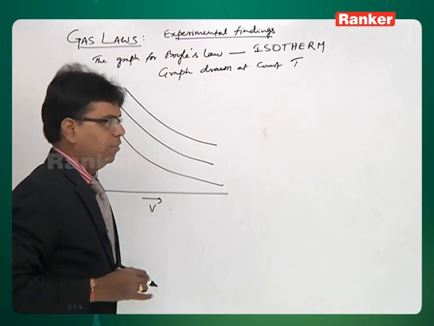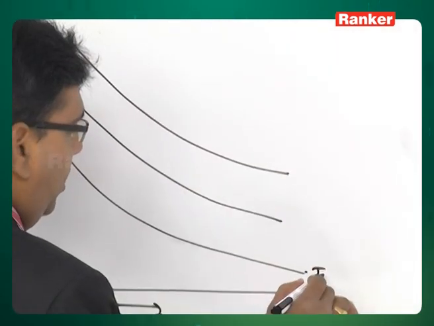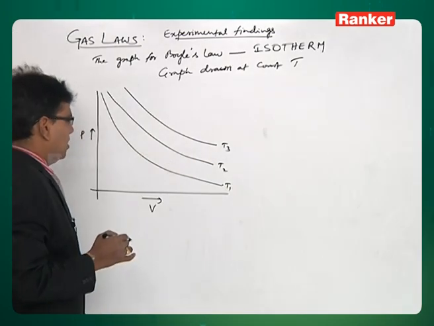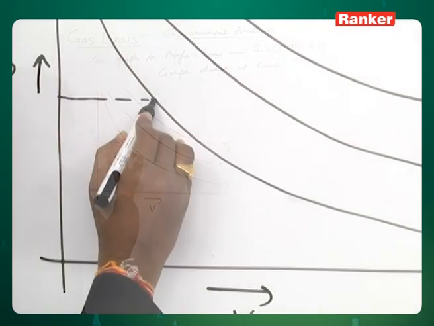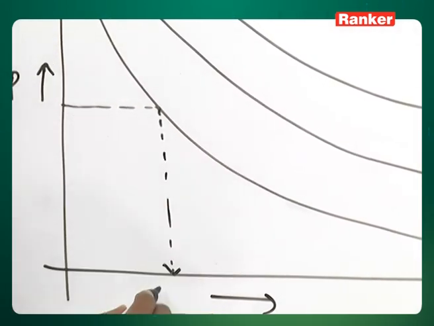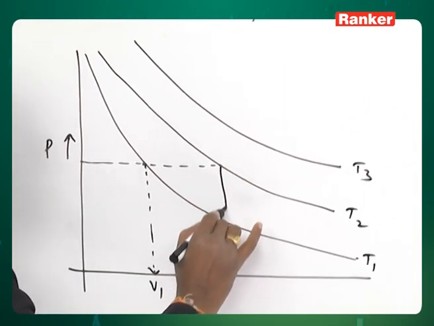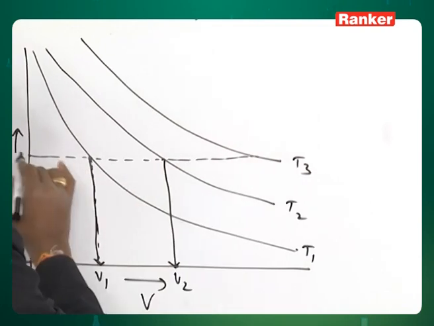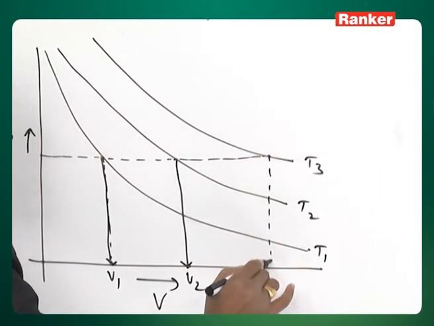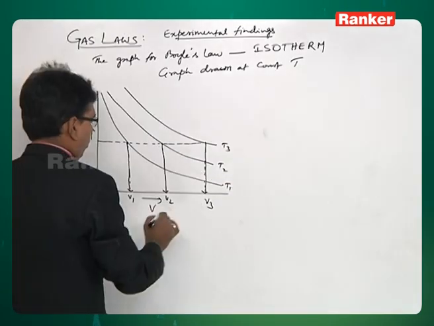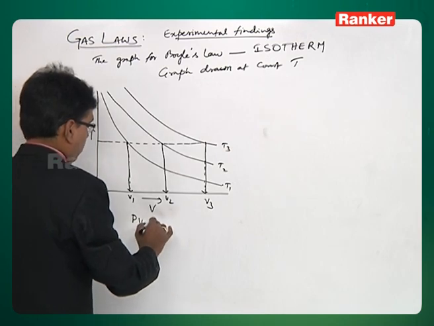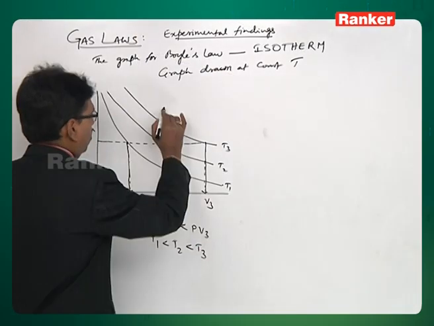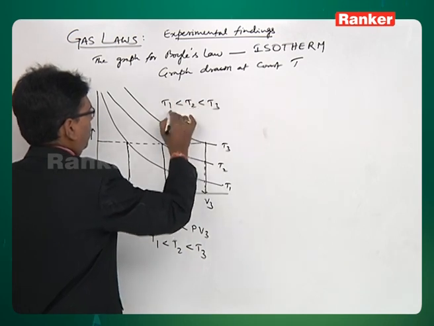Or rather for the same gas, if you draw these graphs at different temperatures T1, T2, T3, then the order is that for a given P, at temperature T1, this is the volume V1, at the same pressure for temperature T2, this is the volume V2, and for temperature T3, this is the volume V3. From this you can understand V1 is less than V2 less than V3, it means T1 is less than T2 less than T3.